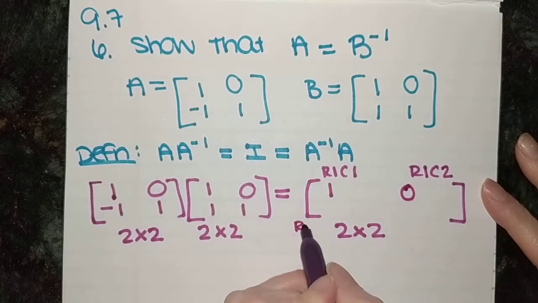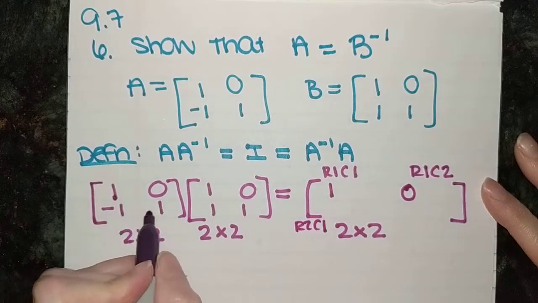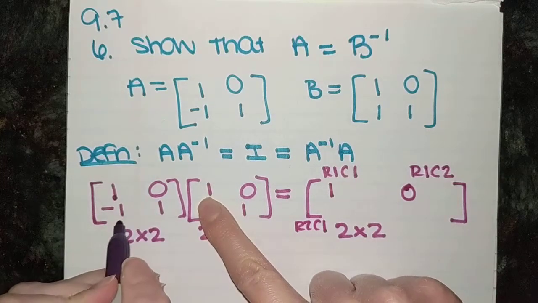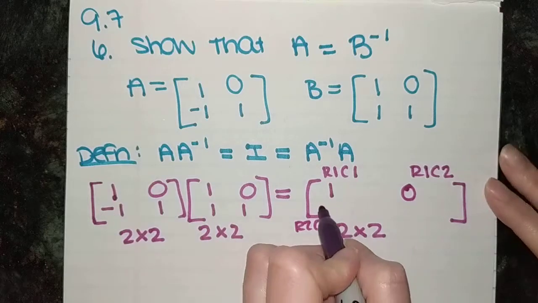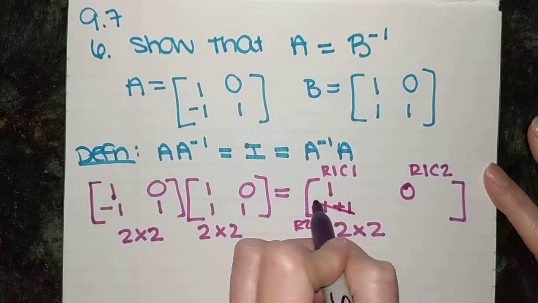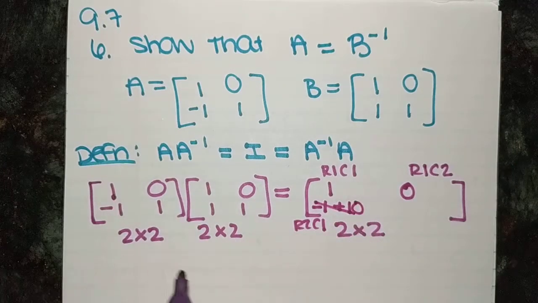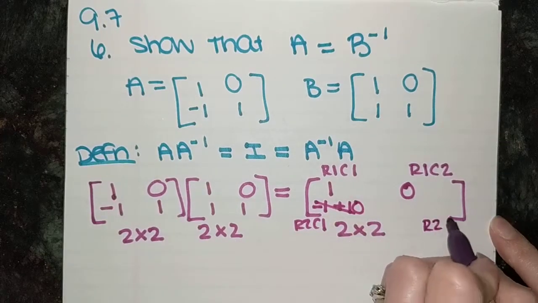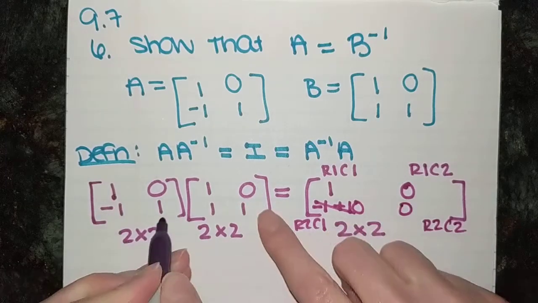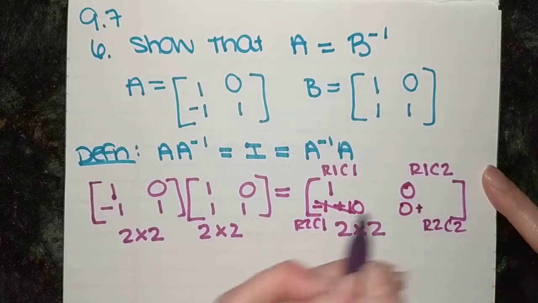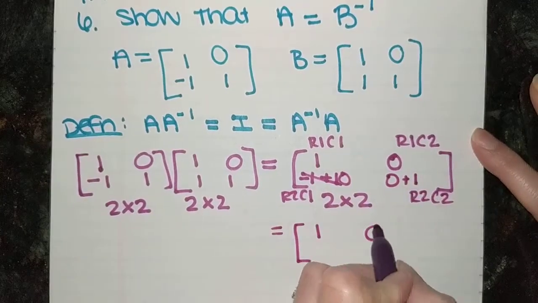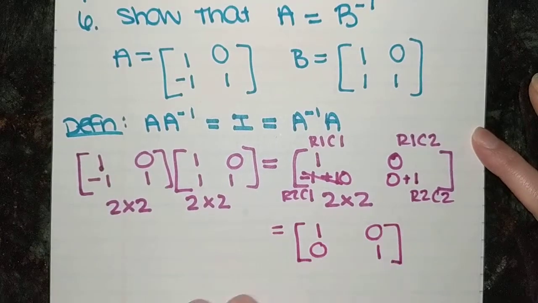Then for row 2, column 1, we'll be taking row 2, multiplying that by column 1. So here we do have to be a little careful. We have negative 1 times 1, so that gives us negative 1, and then added to 1 times 1, so that will give you 0. And then for row 2, column 2, you'll be taking negative 1 times 0, so that gives you 0, and then adding that to 1 times 1. So at the end of the day, it does give you the identity matrix as follows.